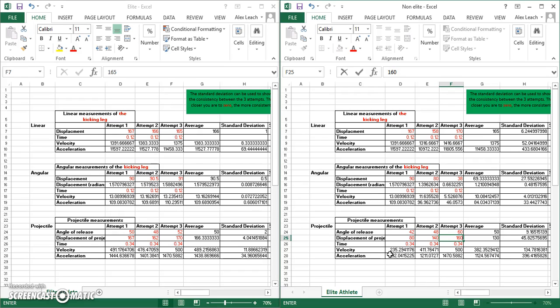So I would expect my elite athlete on my left-hand side to have smaller standard deviations than my non-elite on my right-hand side, because the non-elite just can't do the skill as well. So we start looking down standard deviations. For example, if we look at linear acceleration of the kicking leg, they've got a standard deviation of 69, but my non-elite's got a huge one of 433. So I'm definitely going to use that. So I'm going to highlight that.